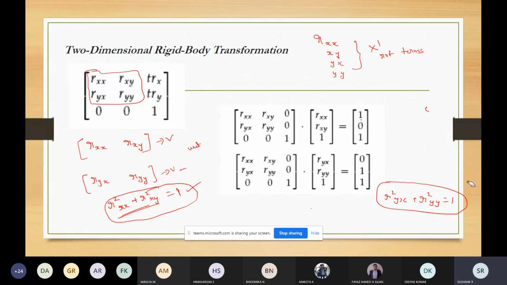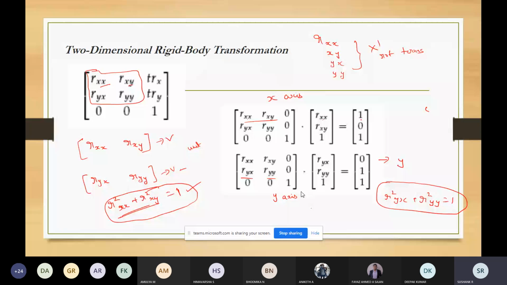Since we know this equation, the unit vectors will be transformed by the rotation submatrix, where the vector rxx and rxy is converted into a unit vector along the x-axis, and the vector ryx and ryy is transformed into a vector along the y-axis. So this is the equation for the vector along the x-axis, and this is the transformation matrix for the equation along the y-axis.